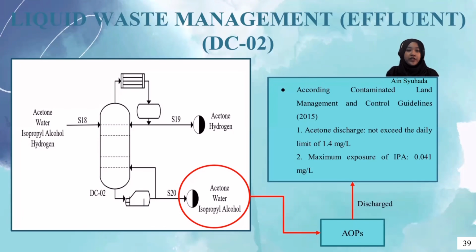After the liquid waste is treated through the advanced oxidation process, our company discharges the liquid waste generated from the plant to the environment. According to the Contaminated Land Management and Control Guideline 2015, acetone discharge must not exceed the daily limit of 1.4 mg per liter, and the maximum exposure limit of isopropyl alcohol is 0.041 mg per liter. So far, there is no standard value for acetone and isopropyl alcohol discharge set by the Department of Environment, DOE. So we considered the standard values from the Contaminated Land Management and Control Guideline 2015 as an alternative to be our guideline in order to discharge the wastewater.